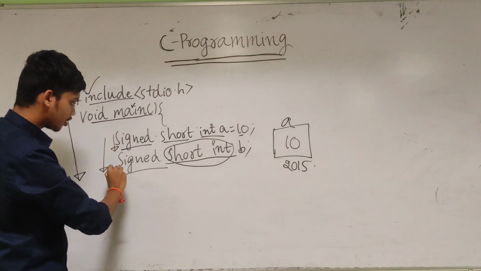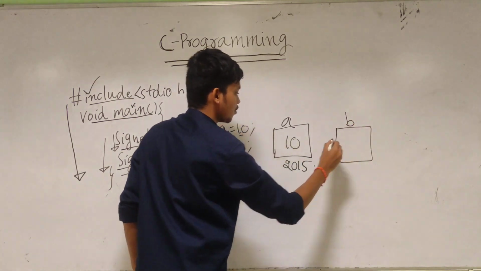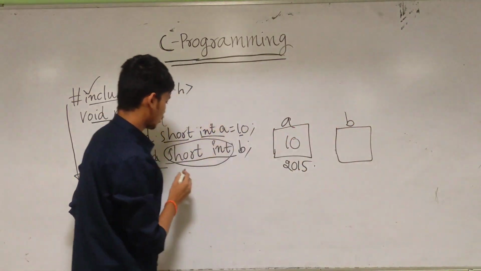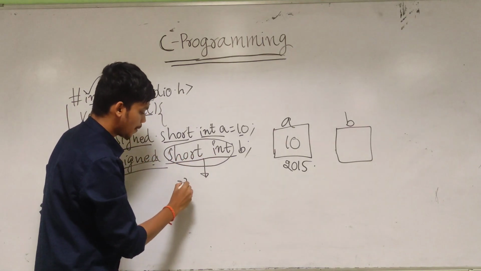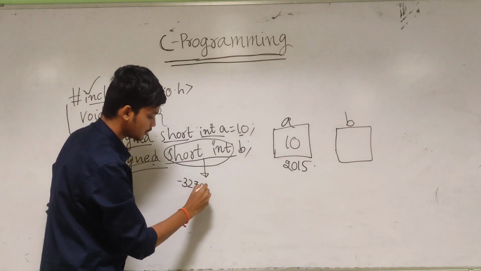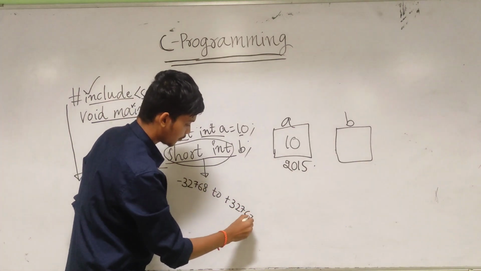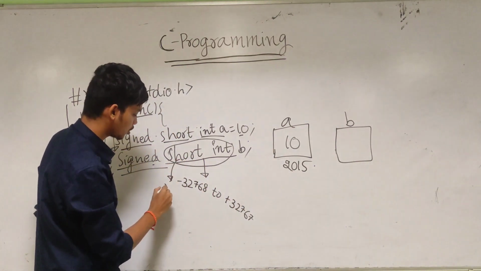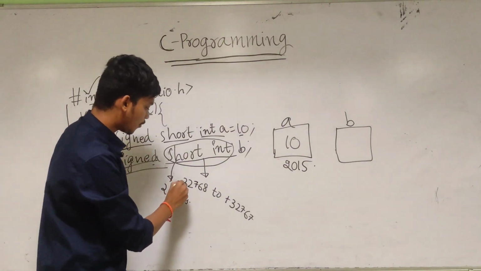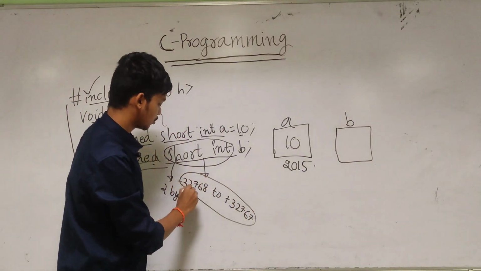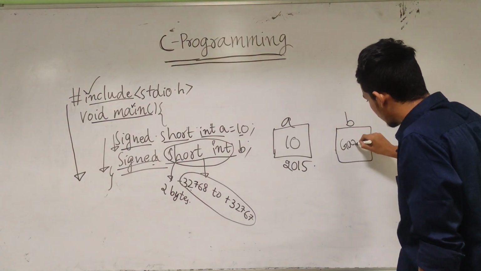What about this step? What about signed short int b? It means a variable is created. For that, the identifier b is assigned. Because it is signed short int, these values will range from minus 32768 to plus 32767, if we assume short int to be 2 bytes. Any default value can be placed within this range. So I am assuming something like any garbage value.